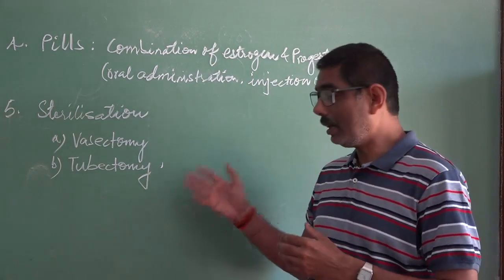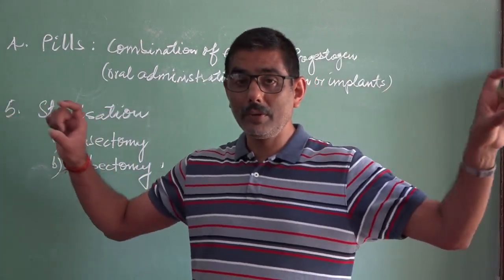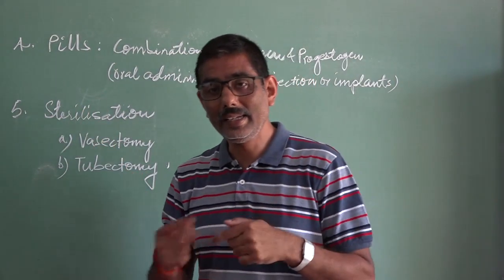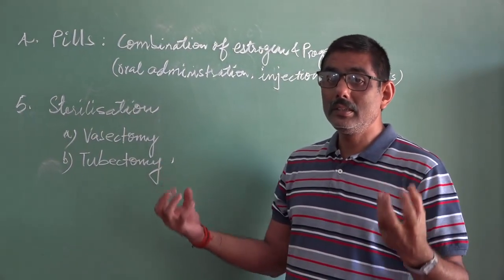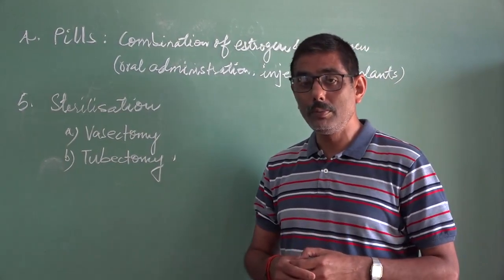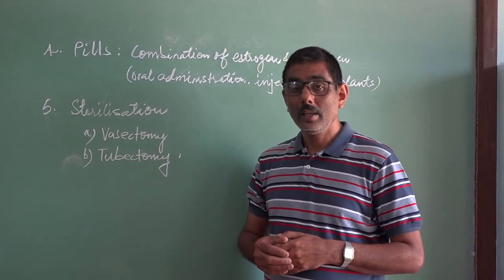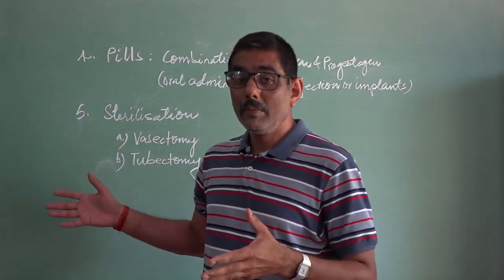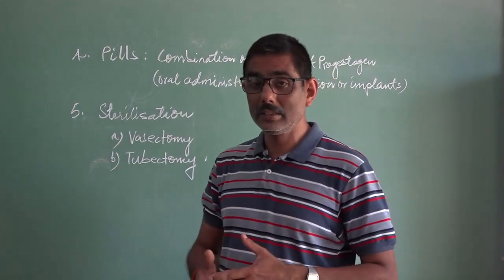However, in the female partner, the two fallopian tubes that are coming from the two directions to the uterus are cut and ligated. So again, what will happen? The ova released by the ovaries will not be carried to the fallopian tube, and hence there will be no pregnancy. Now we see that there are various methods for preventing or controlling the population size.